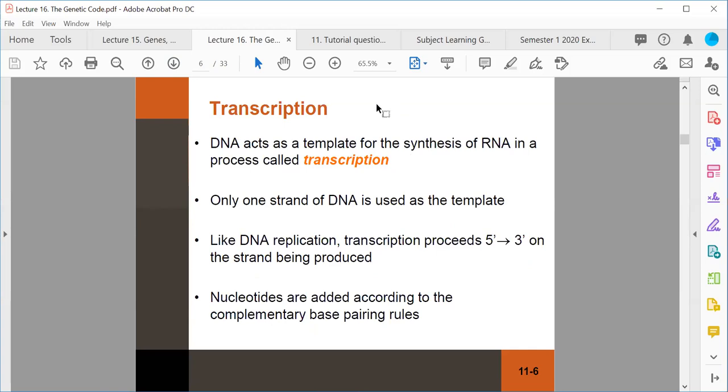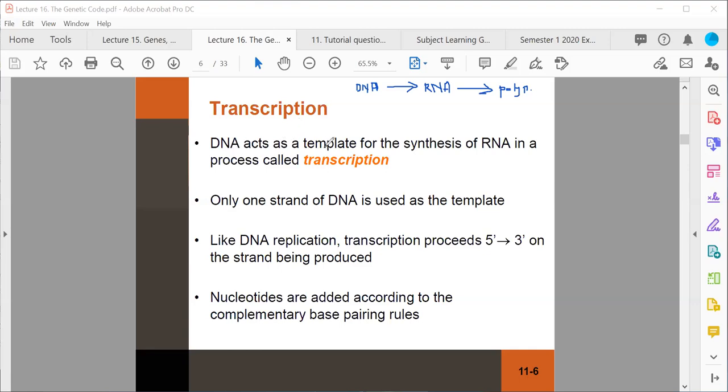So let's start with transcription. So let me just write this up again. So remember that central dogma of gene expression. DNA is transcribed into RNA, and then RNA is translated into a polypeptide. Okay, so we're just looking at this part of the process here, which is called transcription.